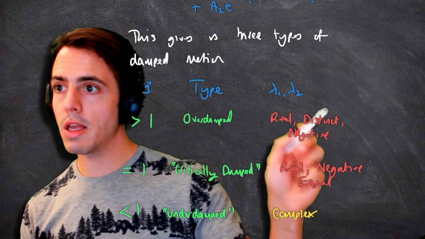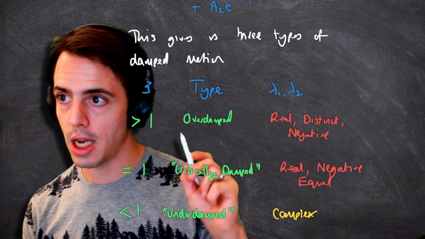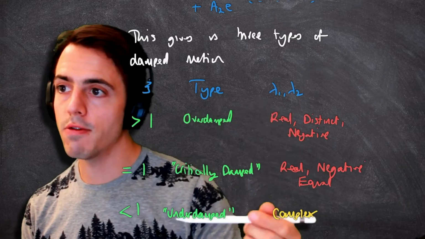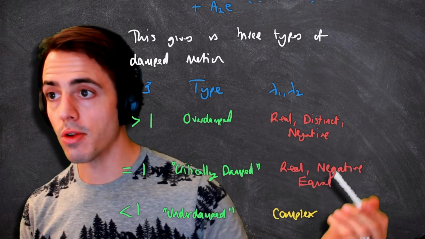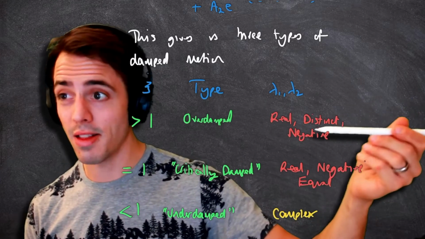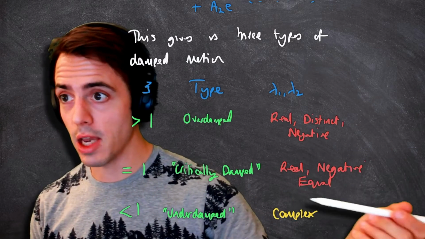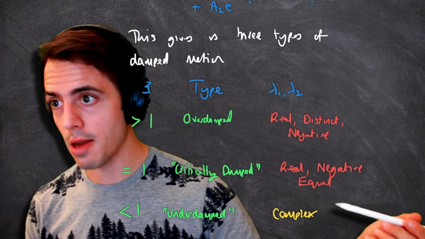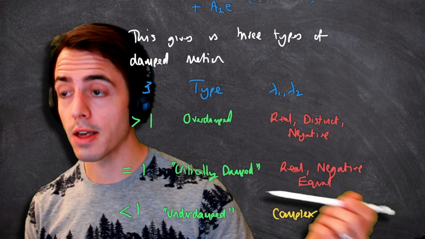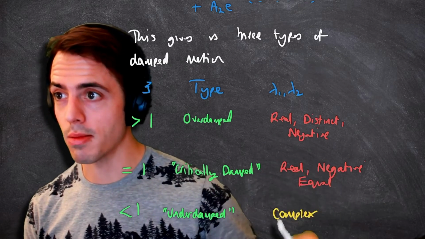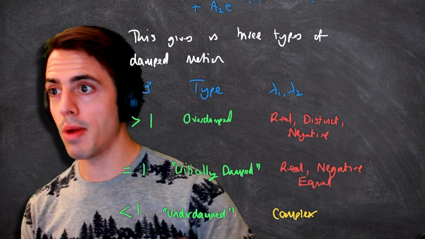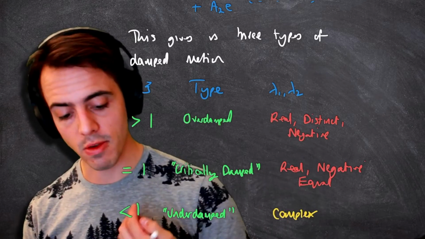So we've got three different types of roots we can get out of the characteristic equation. We can have real, distinct, and negative roots. We can have real, negative, and equal roots, where two roots are exactly the same. Or we can have a complex conjugate pair, with a real part plus and minus an imaginary component. And these give us three different types of motion.